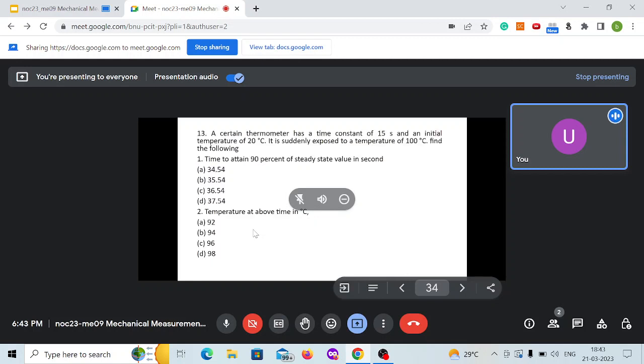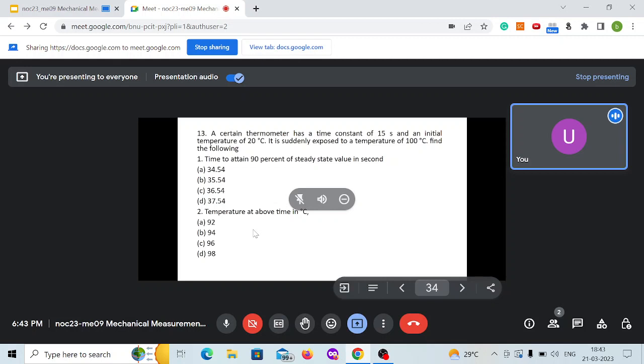Moving on to the next question, we have a certain thermometer with a time constant of 15 seconds. You have an initial temperature of 20 degrees Celsius. It is suddenly exposed to a temperature of 100 degrees Celsius. Find the time to attain 90% of the steady state value in seconds. To reach 90%, how much time will it take? If you take the time constant of 15 seconds, at t equal to 15 seconds you will reach 63.2% of the temperature which the thermometer is exposed to. So it takes 15 seconds to reach 63.2% of 100 degrees Celsius.